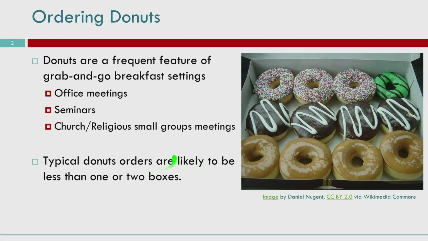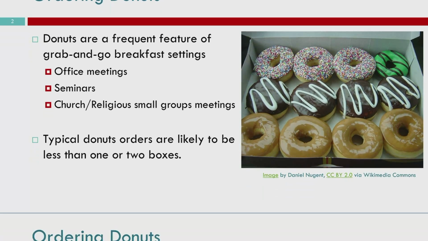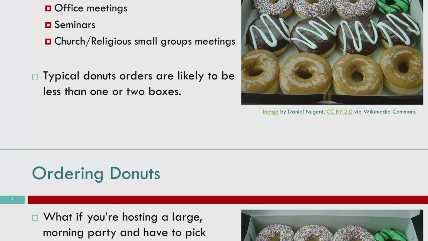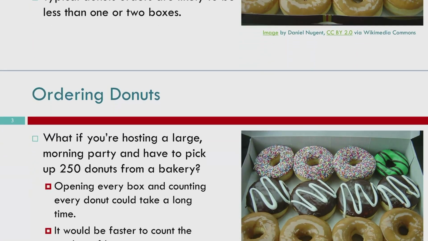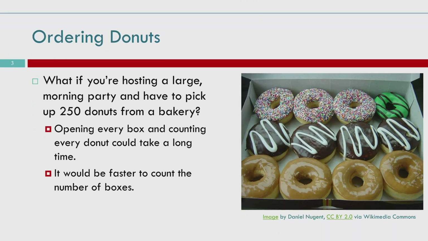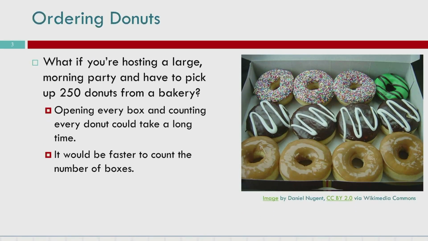Typically, your donut orders are going to be like 1 or 2 boxes, unless you've got a lot of people showing up. So you could just tell them however many donuts you want. Let's say though that you've got a large party in the morning and you want to bring donuts for everyone. So let's say grandma's turning 80 and she wants to have all her friends from the retirement home over and also all of your friends from the retirement home over.